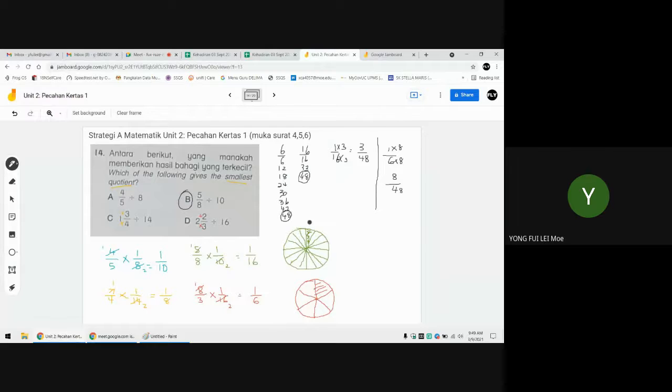So this is how you compare fractions. If you want the easy way, you can draw a simple diagram to see which one is smaller. But if you are very good at calculation and basics, you can compare fractions like this. This is 3/48. This is 8/48. So 8/48 is bigger. 3/48 is the smallest.